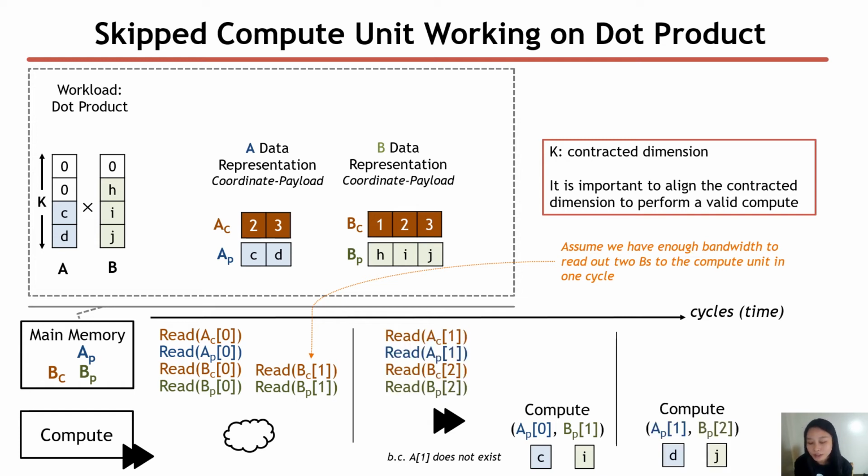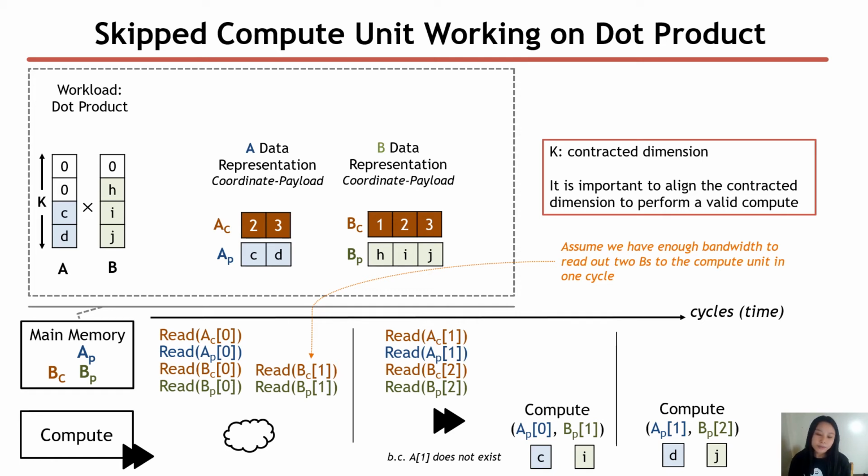For the storage, we are just continuing to read out A and B operands. And of course, because we have the last element of both the A and B vectors being non-zero, we'll perform the compute D times J. So with this skipping optimization applied, as you can see, we're saving one cycle.